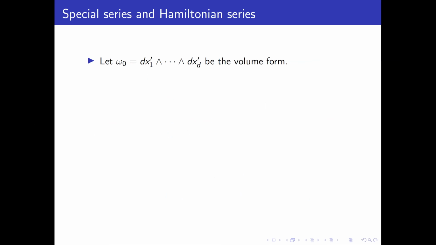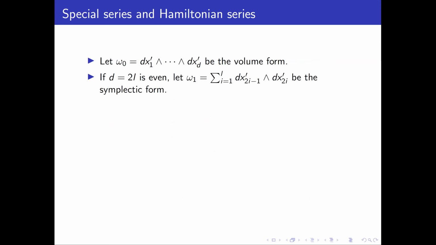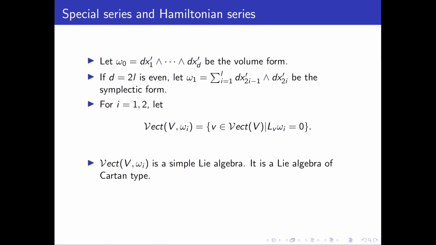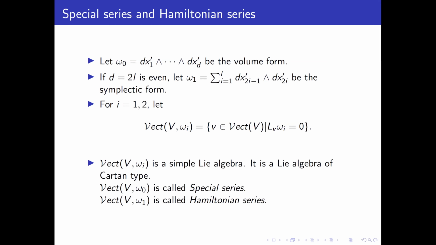Now let omega 0 be the volume form, and if d is even let omega 1 be the symplectic form. Then let vector V omega I be the space of vector fields which kill omega I. This is a Lie algebra. In fact, it's a simple Lie algebra. It is called a Lie algebra of Cartan type. Vector V omega 0 is called the special series, and the vector V omega 1 is called the Hamiltonian series.